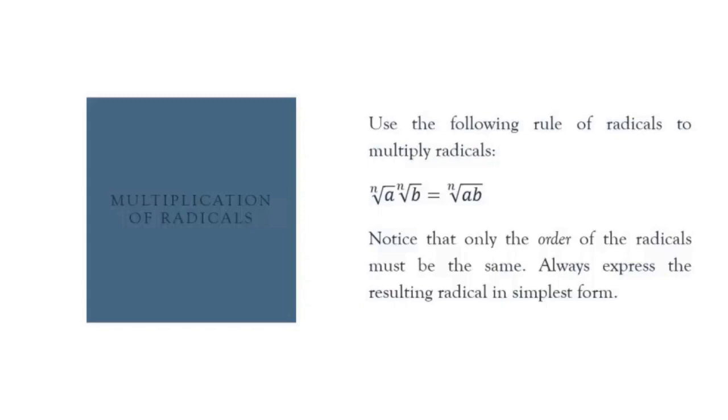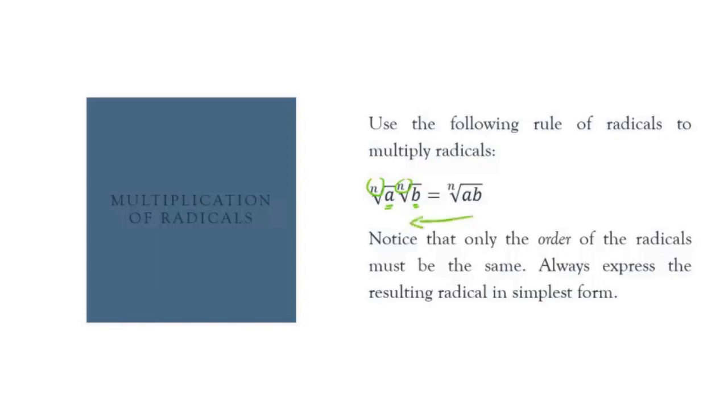When we go to multiply radicals, all that has to match is the order of the radical. That is, we can only multiply a square root with a square root, a cubed root with a cubed root, and so on. So as long as the order is the same, all we need to do is multiply the radicand. That's just the number under the radical sign.